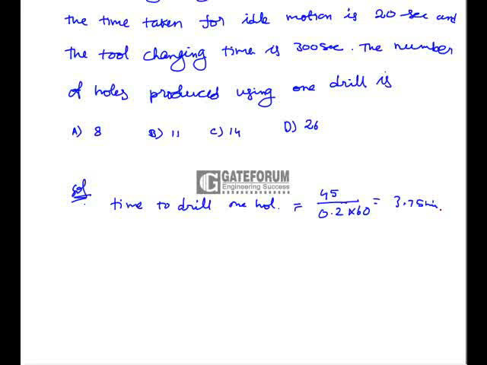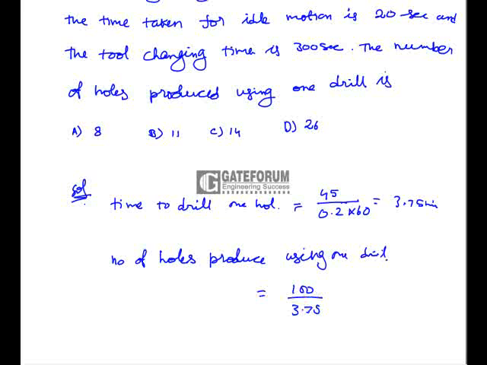So here 3.75 minutes is the time taken to drill one hole, so that the number of holes produced using one drill is equal to drill life. Here drill life is given as 100 minutes, divided by the time taken for each hole, that is nearly equal to 26.67, so that it is nearly equal to 26. So 26 holes can be produced by one drill.